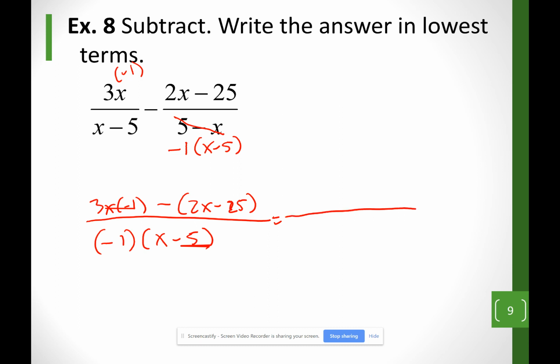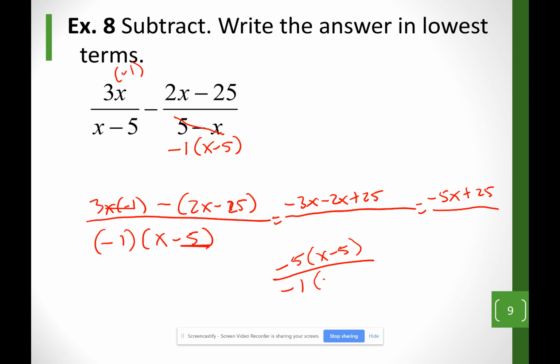So just working the top, I have negative 3x minus 2x plus 25, which is better known as negative 5x plus 25. Once again, I'm just working the top. Now let me factor a negative 5 out. So I have negative 5 times x minus 5. My common denominator at the bottom, I have a negative 1, and I have an x minus 5. Cancel out the x minus 5, cancel out the negative 5 over 1. I'm just going to call that 5.